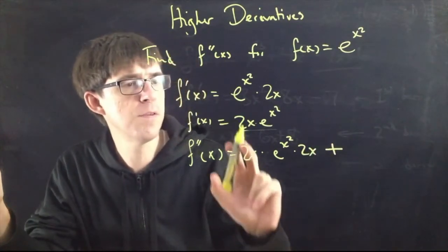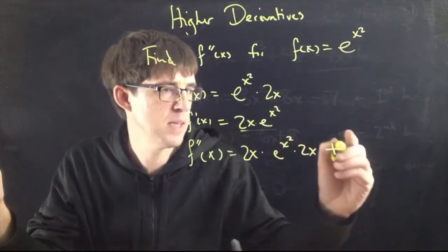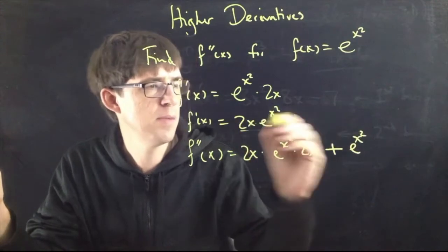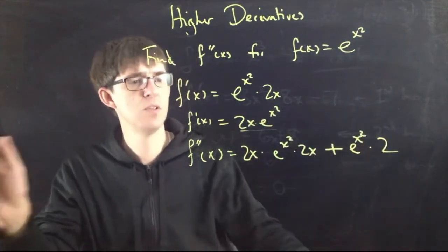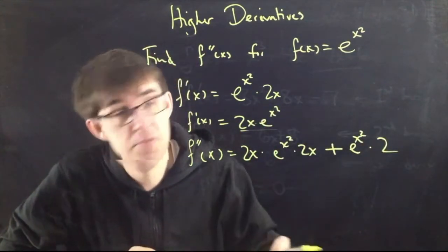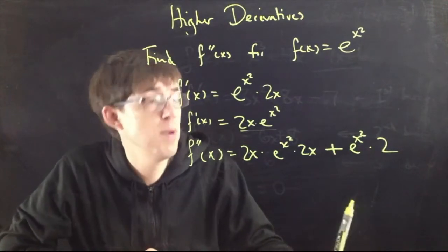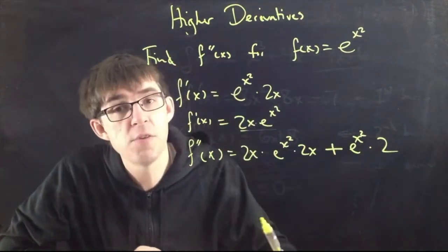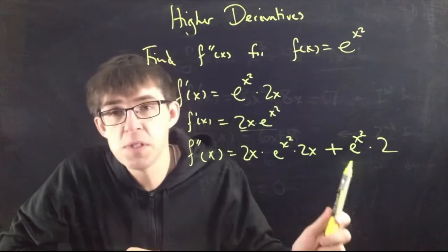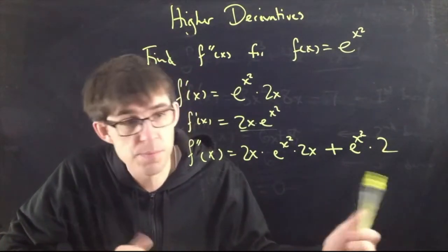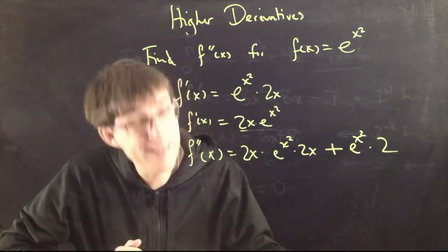Plus, all right, that was the first thing times the derivative of the second thing. Now I go to the second thing, times the derivative of the first thing, which is 2. And that, my friends, is the second derivative. All right, your job was just to find the second derivative, so I'm going to leave it at that. There's no reason to simplify this unless I ask you to do some other stuff, which I didn't.